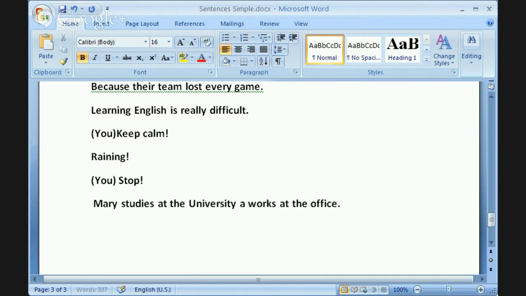it can be: Mary studies at the university in the morning and works at the office in the afternoon. Very good. Now that is a simple sentence with a compound verb. She studies and works. Mary studies and works. Very good. Okay. You got it. You understand. Excellent.